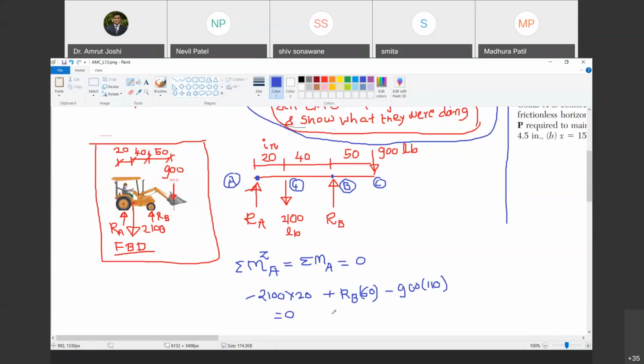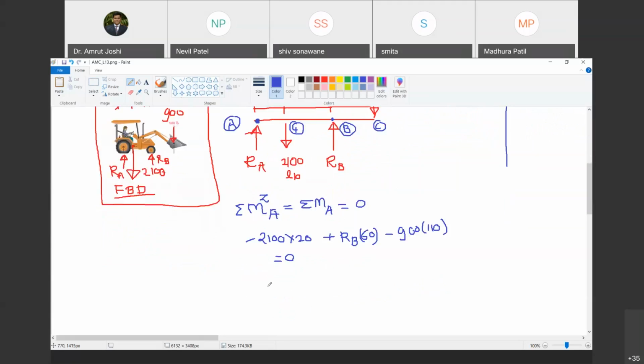It will be 2350. Great. So RB has turned out to be 2350 pounds. Are you with me? Yes, sir. Mind you, this pound is the unit of mass, but it's okay. We can multiply it by gravitational acceleration and we can get it in terms of force. It's all right. So RB is equal to 2350 pounds.